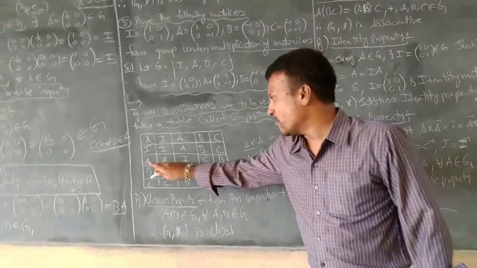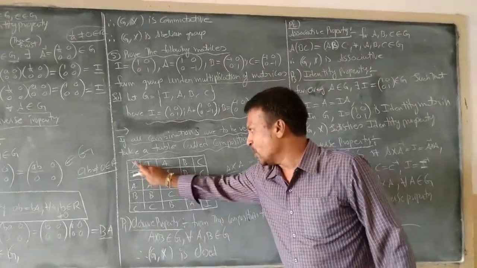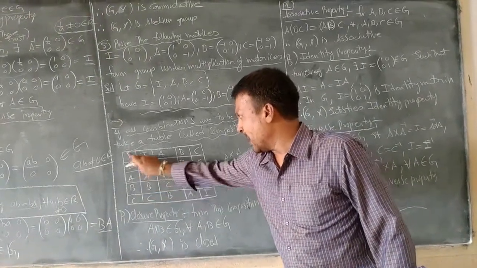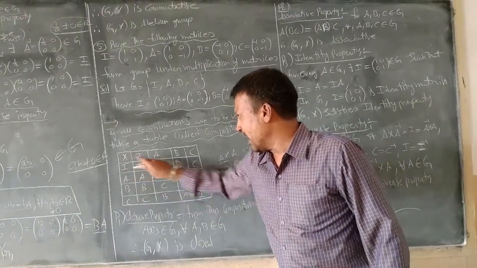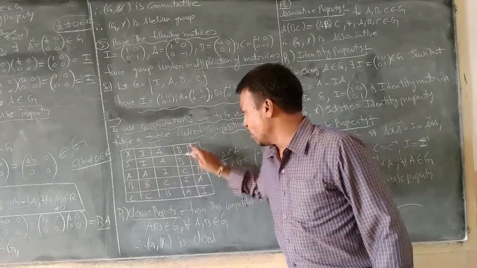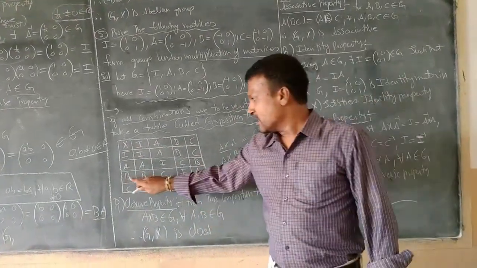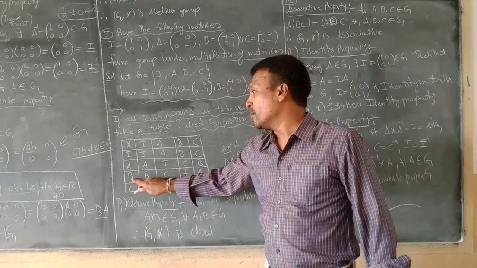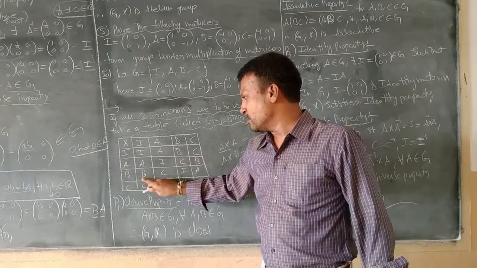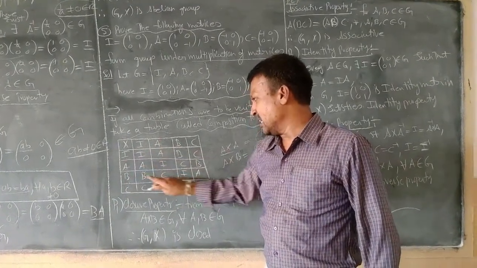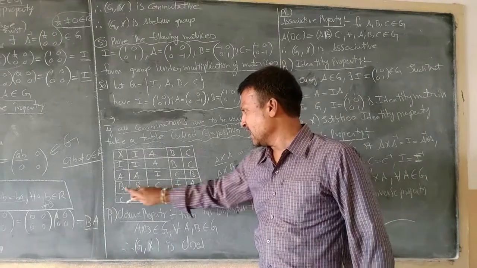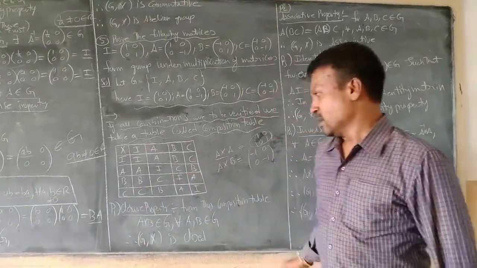That is the meaning of this row. Capital A into I is A, capital A into A is I, capital A into B is C, capital A into C is B. The same if we go for the row of B: B into I is B, B into A is C, B into B is I, B into C is A.